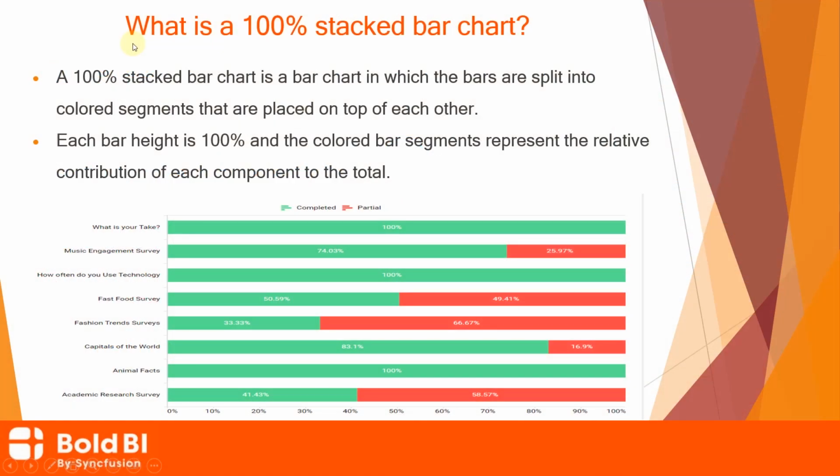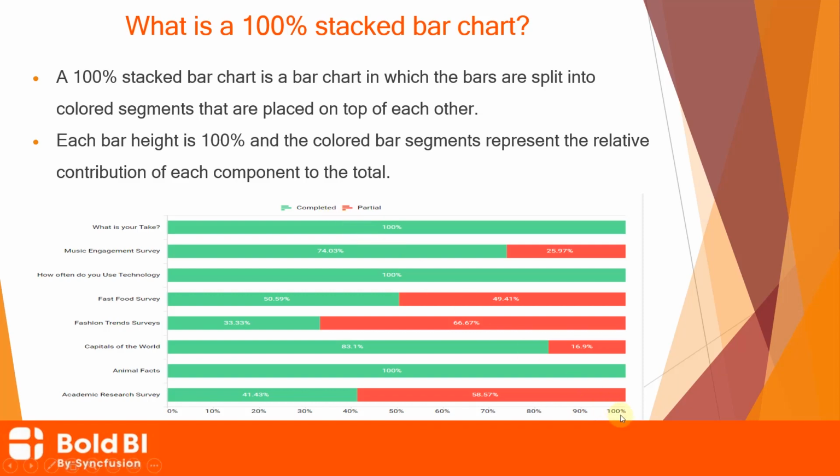A 100% stacked bar chart is a bar chart in which the bars are split into colored bar segments that are placed on top of each other. Each bar height is 100%, and the colored bar segments represent the relative contribution of each component to the total. These charts are useful for comparing proportional contributions across categories. You can distinguish each data series by the color or pattern of its segment in the stack.